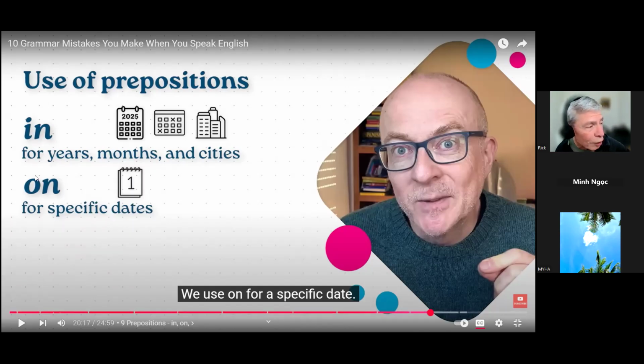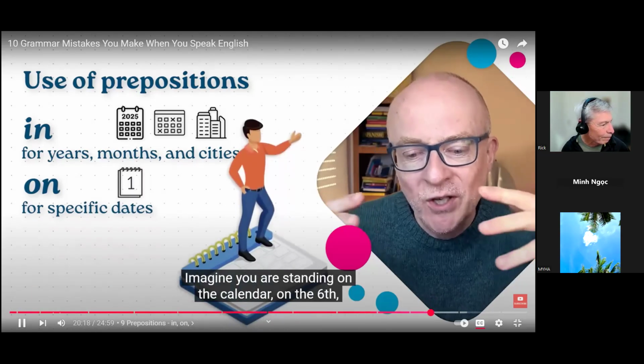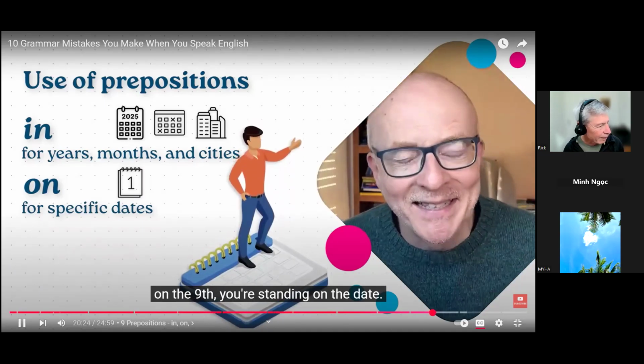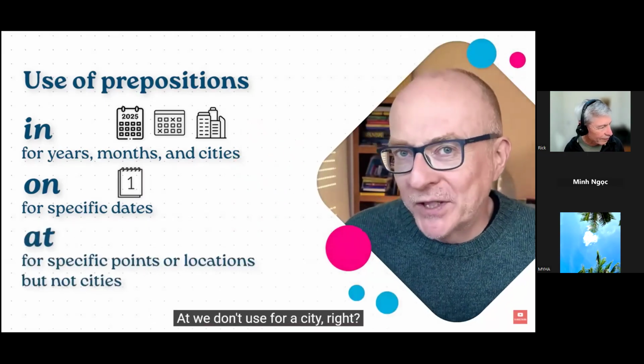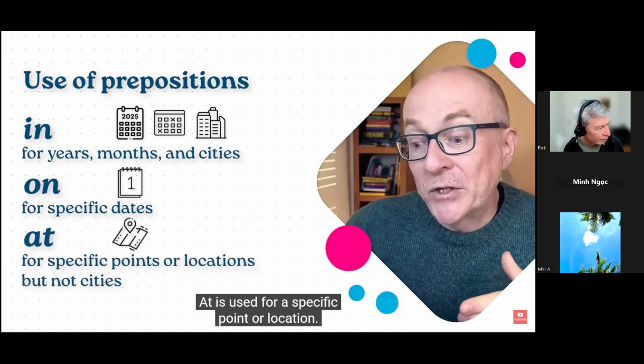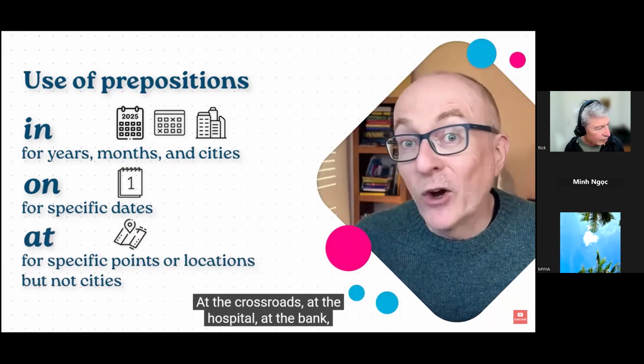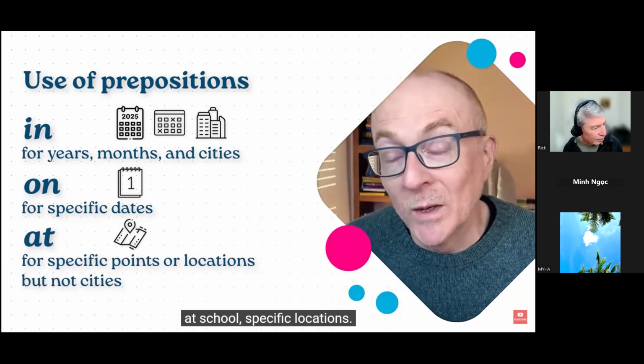So you use on for specific dates. Specific just means exact dates. Okay, but in for years. So she was born on the 19th in 2008. Imagine you're standing on the calendar on the 6th, on the 9th. You're standing on the date. At, we don't use for a city, right? At is used for a specific point or location. At the crossroads, at the hospital, at the bank, at school.